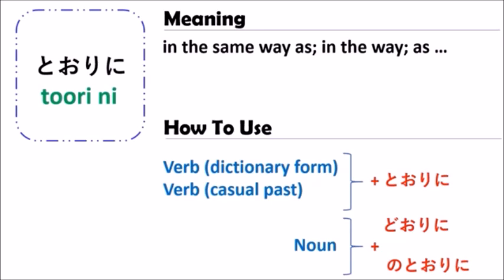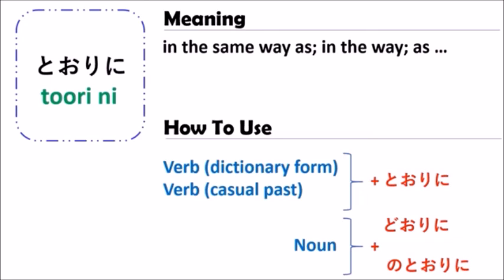And the second case means you use it with a noun. When you use it with a noun, you have two sounds. The first sound is tori ni. But if you put no between the noun and the tori, you can say the sound like tori ni, which means the noun is followed by no, and after that followed by tori ni. But if you don't put the no between them, you should change the sound to dori ni, as you see here.